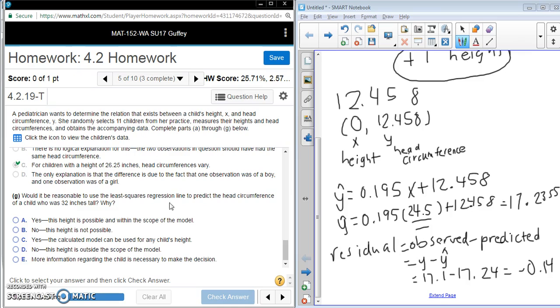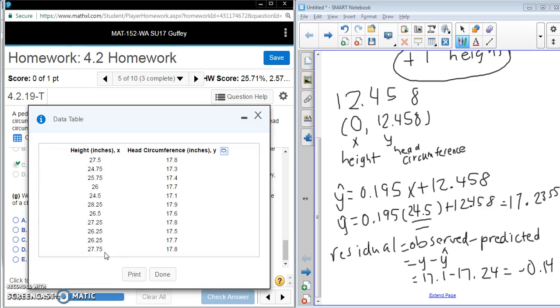And so this walks you through all the different pieces of interpreting, right? And so would it be reasonable to use it to predict the head circumference of a child who's 32 inches tall? So if we go back and look at our data set, notice that it's not 32, it's between 24.75 and 28.25. You want to stay close to the model. You don't want to use the model outside of the x values that you're working with. The x values set up where you want to use the model to predict. So anything outside of that 24.75 to 28.25 is not really good for the model. That model is based around those values.